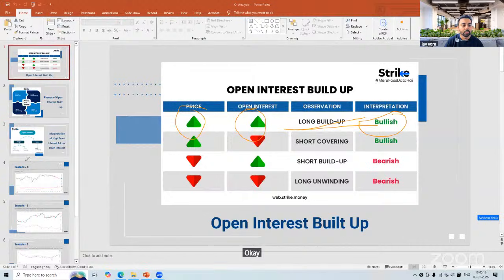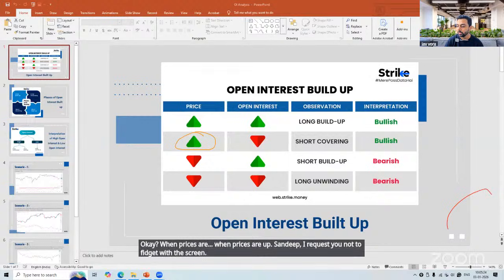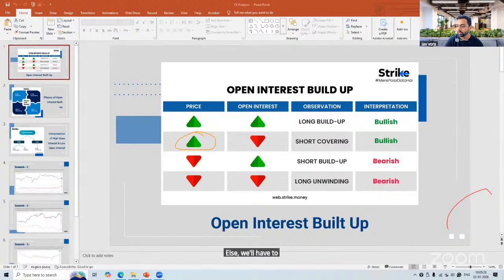Okay, when prices are up, Sandeep, I request you not to fidget with the screen. Okay, else we'll have to kick you. Please make sure not to do that again.